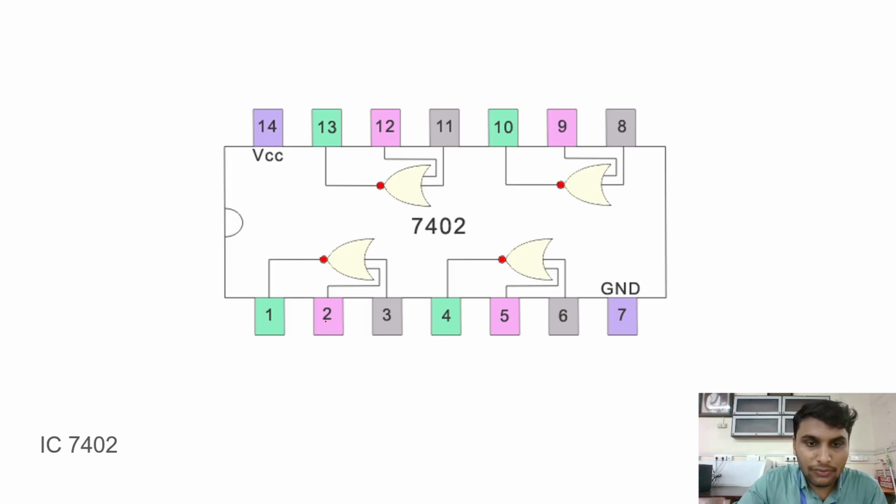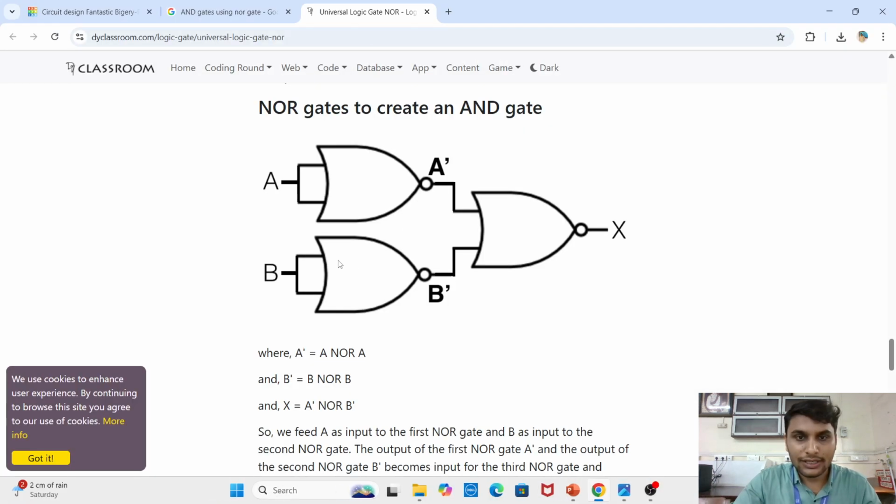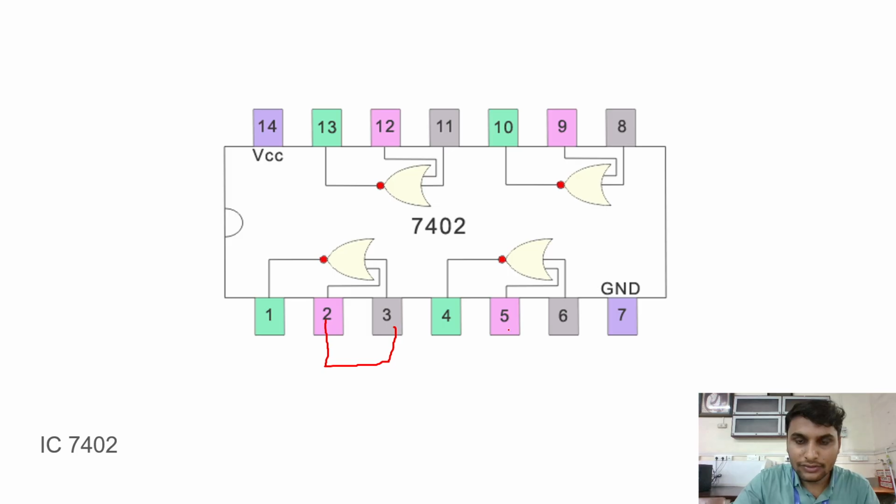So what will you do? Pin number two and three, you have to interconnect. Whenever you do the interconnection, it acts like a NOT gate, right? Then also do it for the second gate. Second gate has inputs at pin number 5 and 6, right? So interconnect pin number 5 and 6.